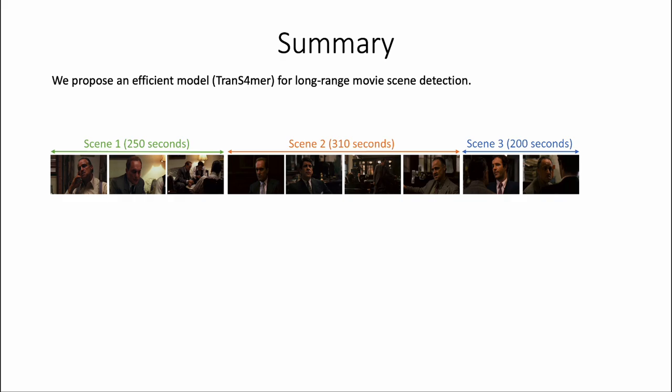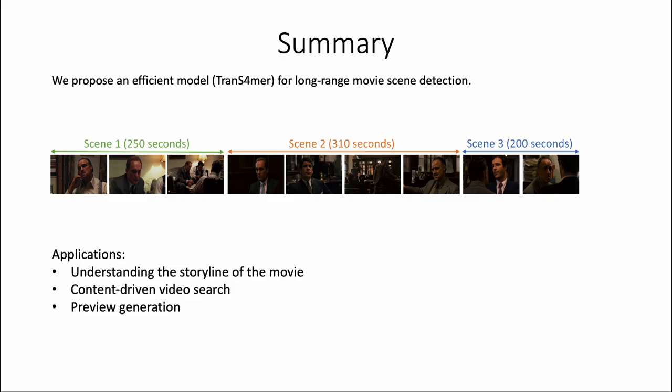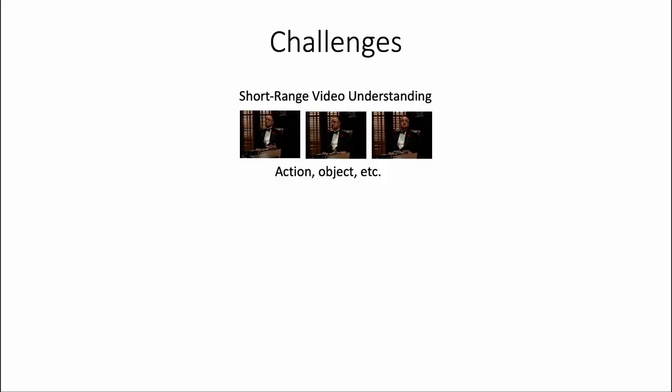Generally, movies are composed of well-defined scenes, and understanding scenes is essential toward high-level movie understanding. Moreover, scene detection can be applied to other applications such as content-driven video search and preview generation. Most standard video recognition tasks such as action recognition and object detection require a short-range analysis of video clips lasting only 5 to 10 seconds. However, movie scene detection requires both short-range and long-range understanding, where videos may last for several minutes.